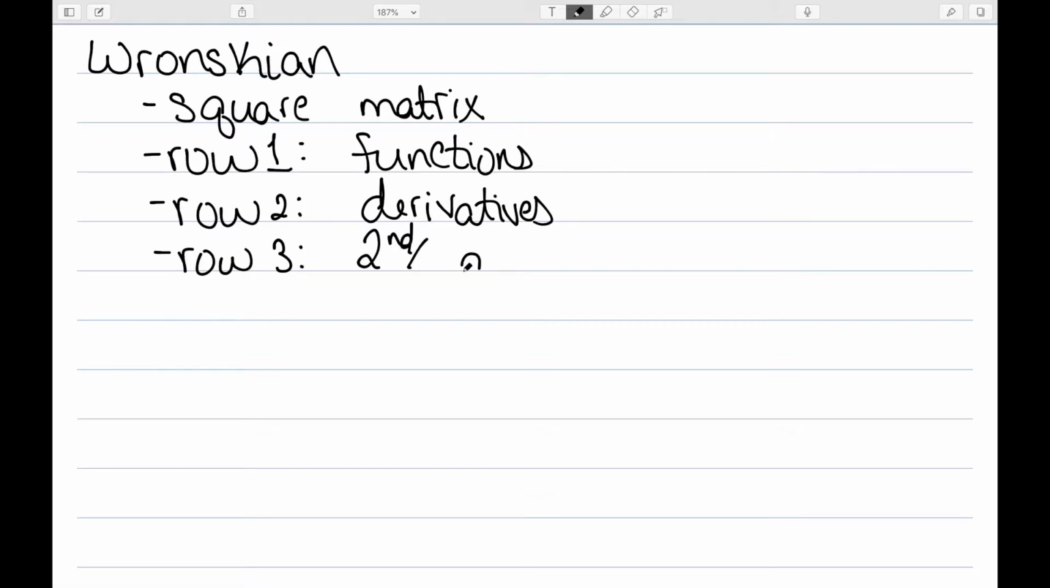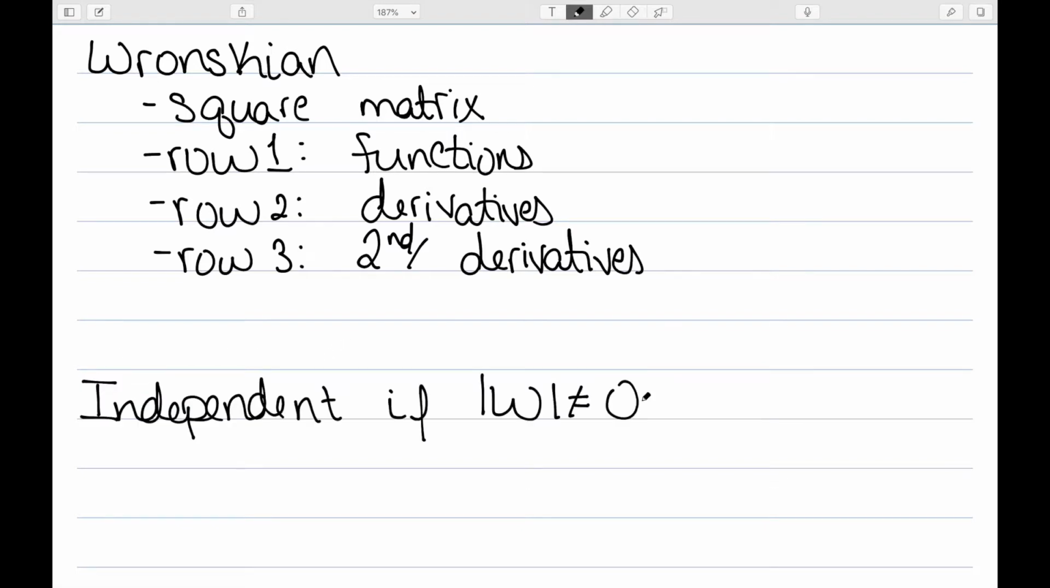This is your second derivatives. If you have more functions and you need a larger matrix, you can go to rows 4 for the third derivatives, 5 for the fourth derivatives, etc. These are going to be linearly independent if the determinant of this Wronskian is not equal to 0. So let's look at some examples of this.